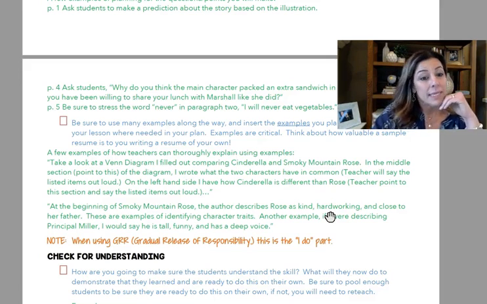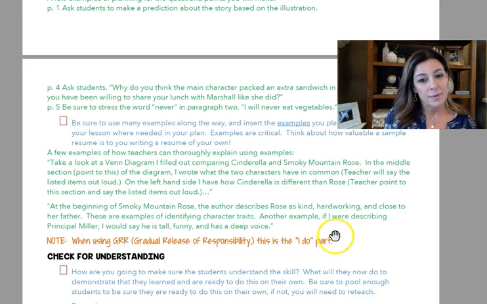Another option could be at the beginning of Smoky Mountain Rose. The author describes Rose as kind, hardworking, and close to her father. These are examples of identifying character traits. Another example, if I were describing Principal Miller, I would say he is tall, funny, and he has a deep voice. So giving relatable examples all you can.